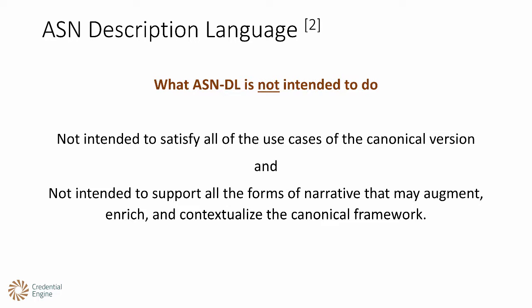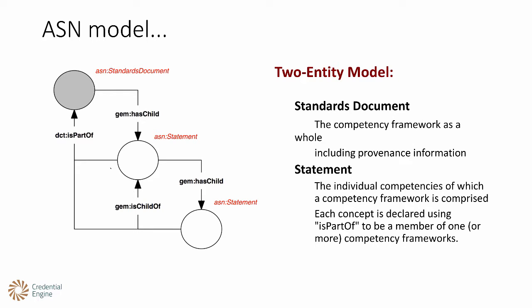So the data representation we are needing to do the job does not include all of the richness of the original. So these data representations are not intended to supplant the canonical versions from which that data is abstracted. So here's the ASN model, and you might go, that's strikingly familiar. It too is a two-entity model. Up in the far corner is a standards document. This is the complete framework as a whole, including provenance information and everything else.